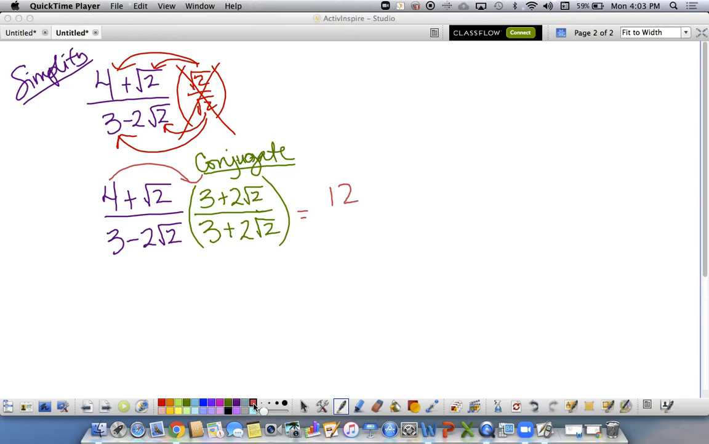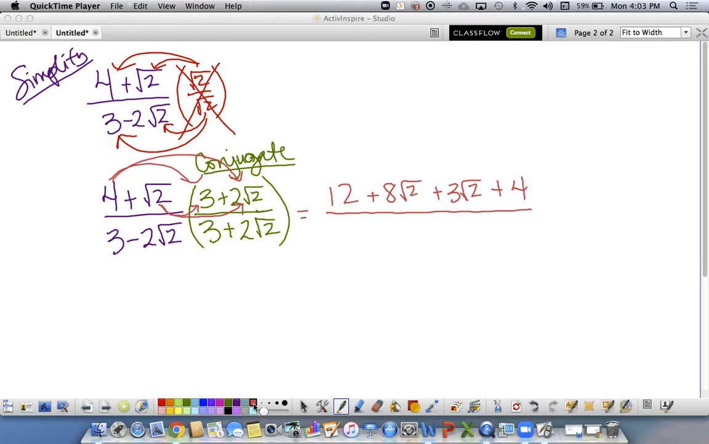I'm going to go kind of slow just in case you forgot. First is 12, 4 times 3. Outside, 4 times 2 root 2, so that's going to be plus 8 root 2, or square root of 2. That's my outside. My inside, square root of 2 times 3 is plus 3 square root of 2. And then the last, 2 times square root of 2 times square root of 2 becomes 2 times the square root of 4, which is 2. 2 times 2 is 4. I know that we can simplify that, but I'm going to move on to the bottom.